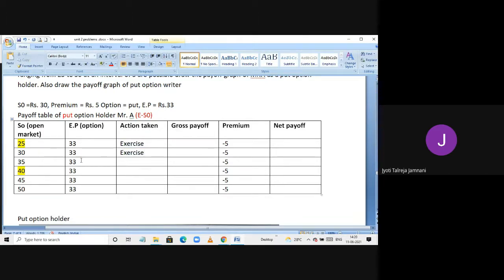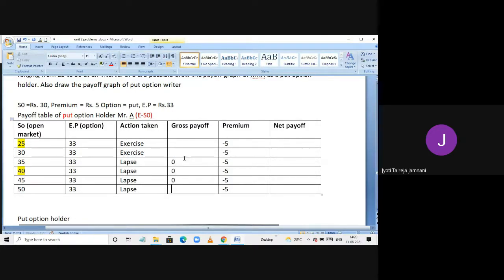Now in this case, 33 minus 35, he is losing 2 rupees. So he will lapse. Or you can say it is better to go to open market and sell for 35 instead of selling for 33 in the option. Similarly, for the next prices also, it's better to sell for 40 instead of 33. So again, it will get lapsed. Or if you do 33 minus 40, minus 7 is the loss. Whenever there is loss, it will get lapsed. So for all other prices, it's better to sell for 45 and 50 and not at 33. So whenever it will lapse, the gross payoff will be 0.